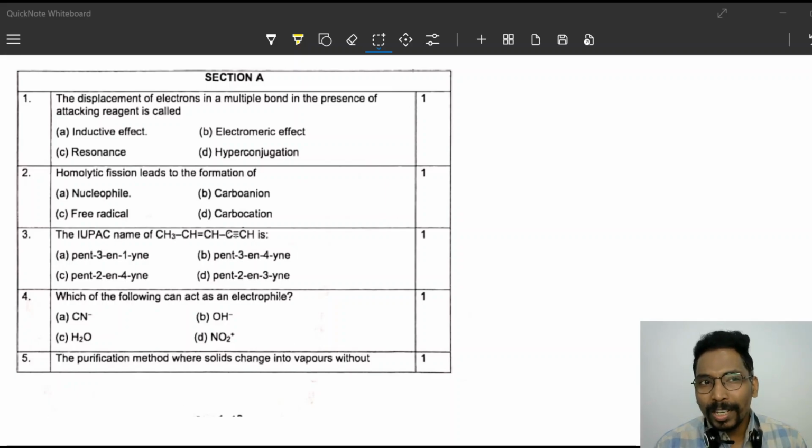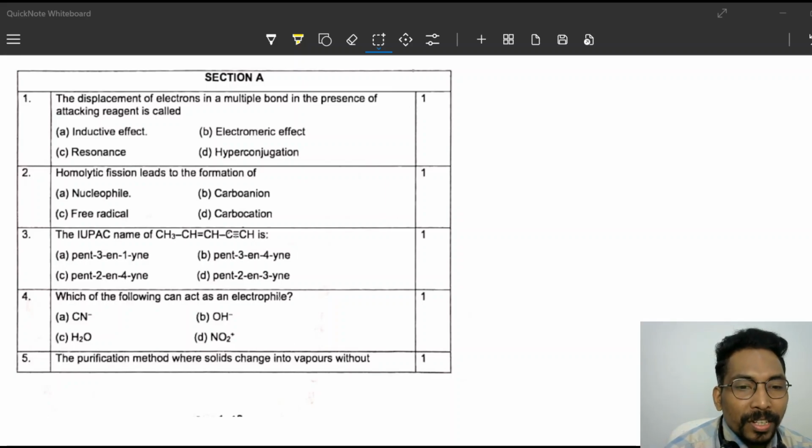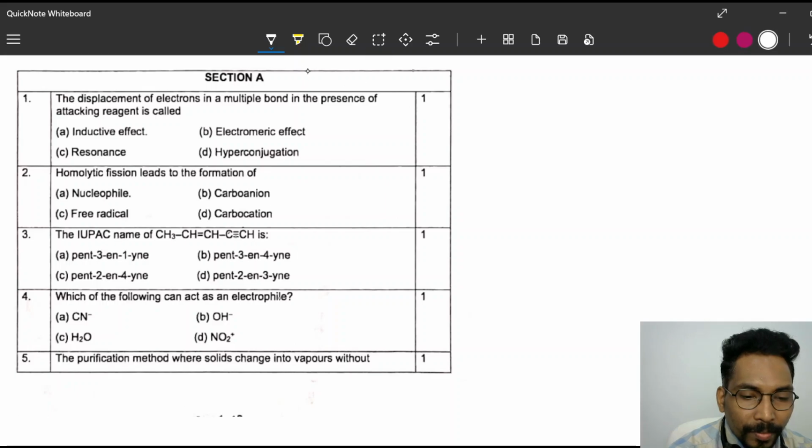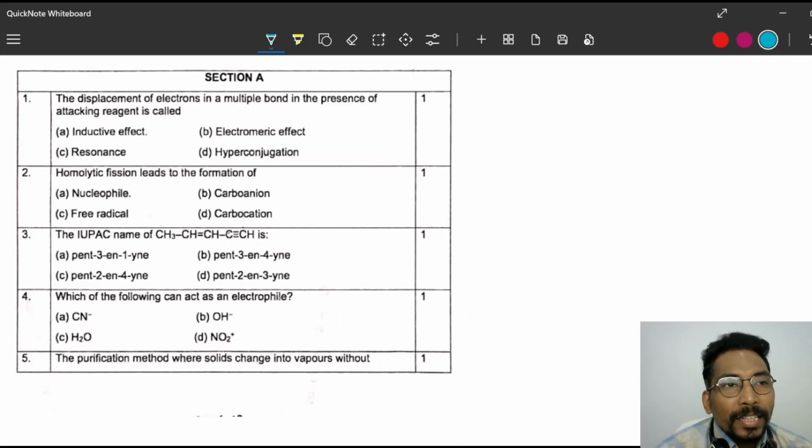I hope all the Organic Chemistry basics like nomenclature, electromeric effect, resonance effect, all these effects are very clear for you. So anyway, we can start doing the questions. Coming to the first question: the displacement of electrons in a multiple bond in the presence of attacking reagent is called.